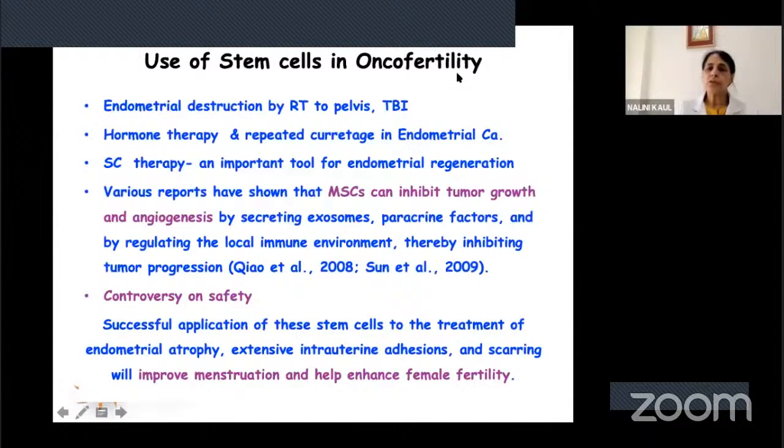Last but not least is the use of stem cells in oncofertility. We know that through hormone therapy or curettage in endometrial cancer, and radiotherapy leading to destruction of the endometrium, stem cells would really be a boon. The mesenchymal stem cells can inhibit tumor growth and angiogenesis, but there is still a controversy on safety, and till that is cleared, we cannot really afford to use anything in patients who have been suffering from an illness which can be terminal in nature. But if we do get it, then we improve menstruation and help to enhance female fertility.